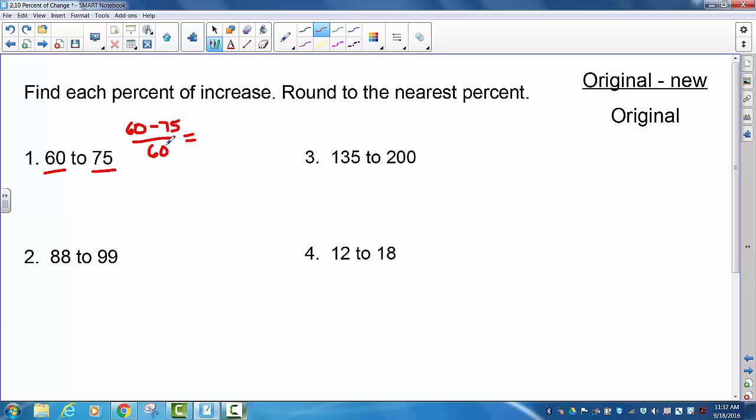Now the thing that we're concerned about is only the absolute value of the change. So we can go 75 minus 60 and we get 15. We're not concerned about it being negative or positive. So it'll be 15 over 60. We divide that and we get 0.25. Move the decimal over 2 places and we get 25%.